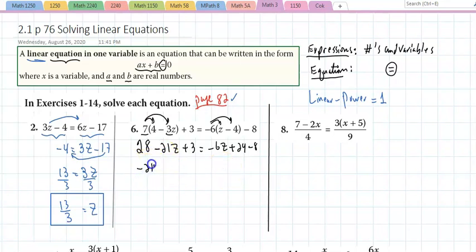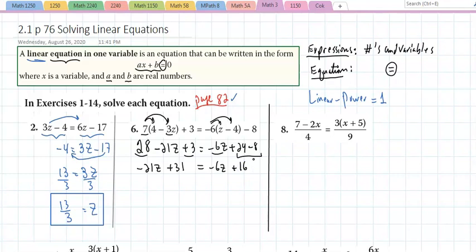Negative 21z is one of a kind on the left-hand side of the equation. 28 plus 3 is 31. On the right-hand side, negative 6z I leave alone. Those two are like terms. 24 minus 8 is a positive 16.